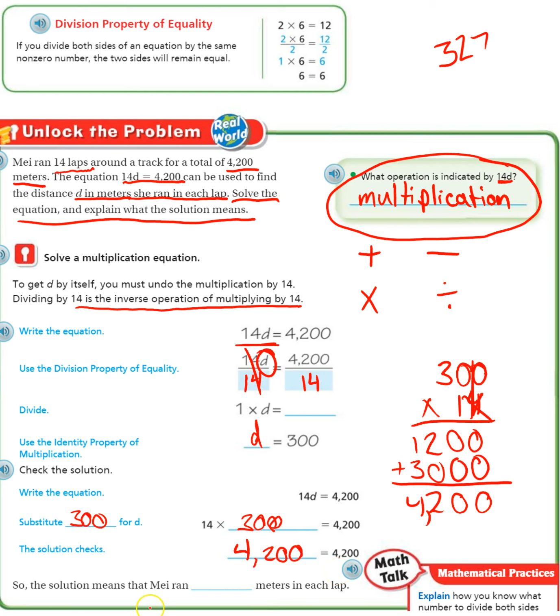So the solution means that May ran 300 meters in each lap. She ran 14 laps, 300 meters in each lap, giving her a total of 4,200 meters.